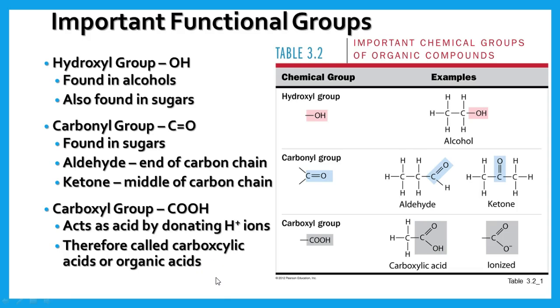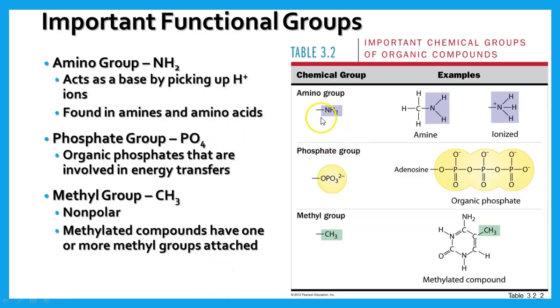Okay. An amino group, NH2, acts as a base, and it acts as a base by picking up a hydrogen ion. And so if it could pick up that hydrogen ion from that carboxyl group, and here you'd have the ionized form, so this is an amino group.